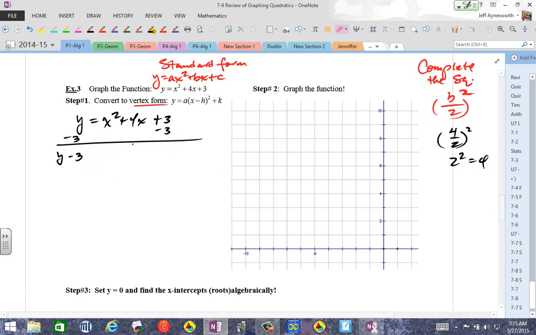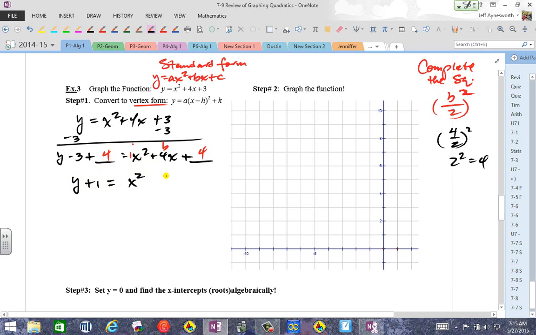Plus blank equals x squared plus 4x plus blank. All right, so I'm going to add the 4 here and here. I can complete the square, by the way, because the lead coefficient is 1. Negative 3 plus 4 is positive 1, so let's have y plus 1 is equal to x squared. Now I've got to factor: what two numbers multiply to 4 and add to 4?